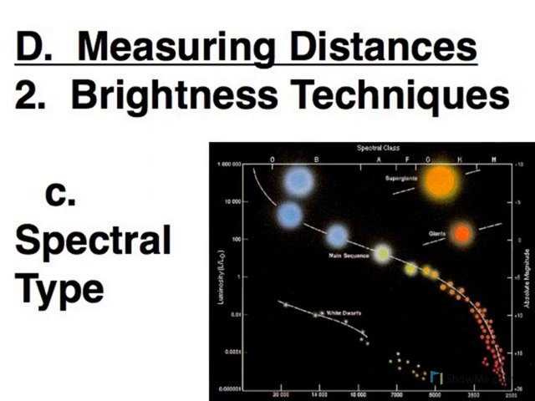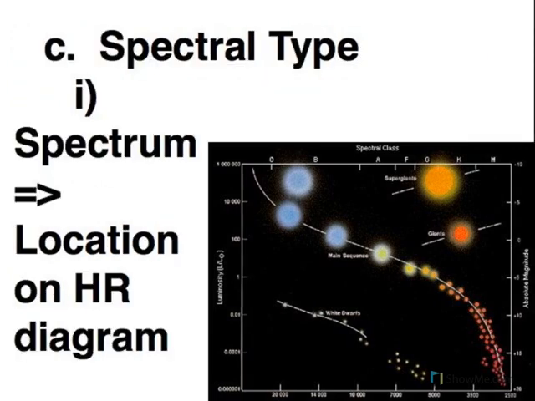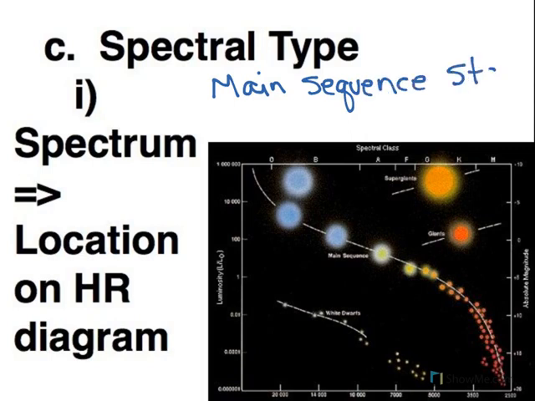Our last distance technique is using spectral type to determine the distance. Again, the key is finding the absolute magnitude, and we can do that using the spectral type as well because of the HR diagram and the relationship that we know occurs for a main sequence star. So when you have a main sequence star, we know that it's going to fall somewhere along that line.